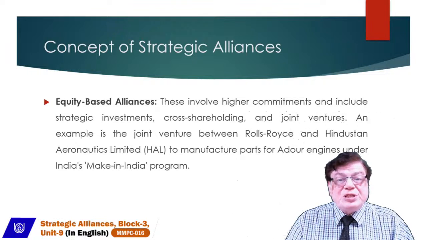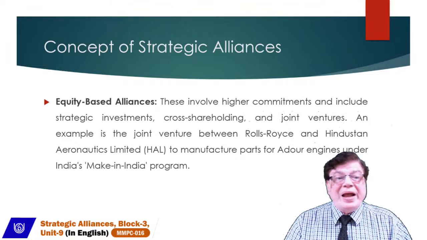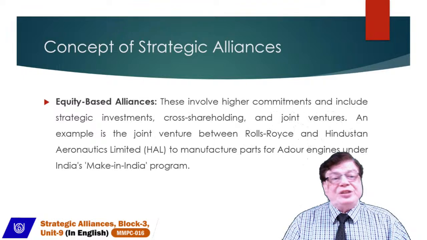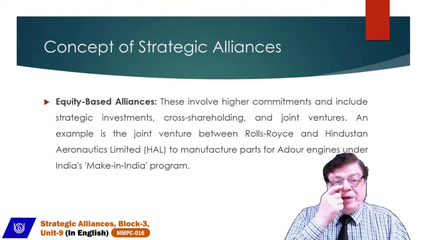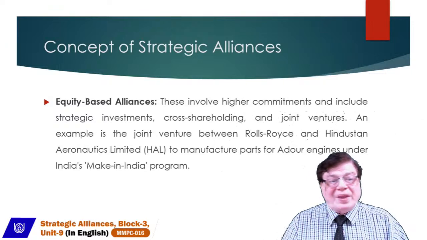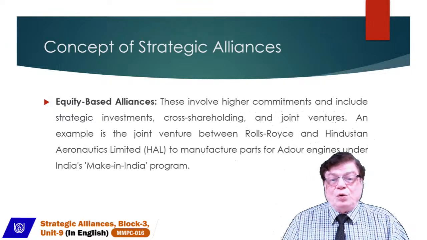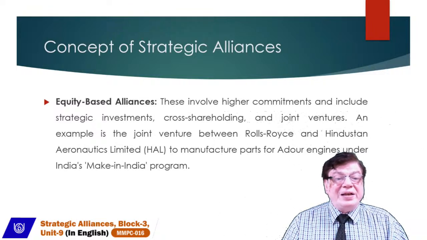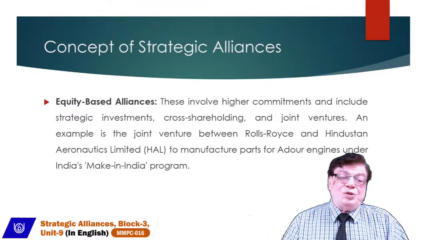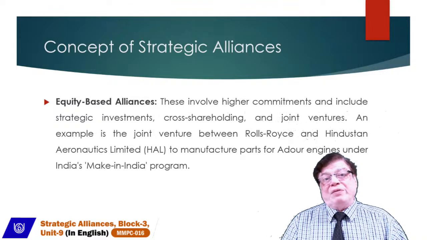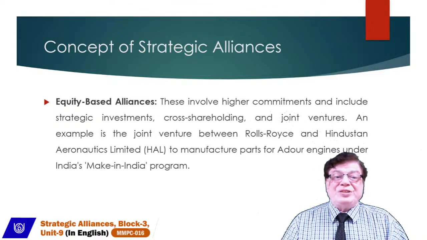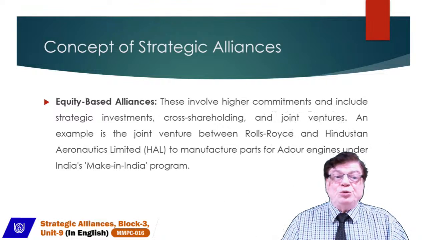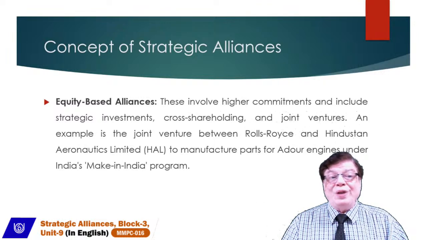Equity-based alliances involve higher commitments and include strategic investments, cross-shareholding, and joint ventures. An example is the joint venture between Rolls-Royce and Hindustan Aeronautics Limited to manufacture parts for Adour engines under India's Make in India program. You see, we are having a Make in India program. Our Prime Minister is very much after this program, and he wants that we should use our Indian-made goods only.